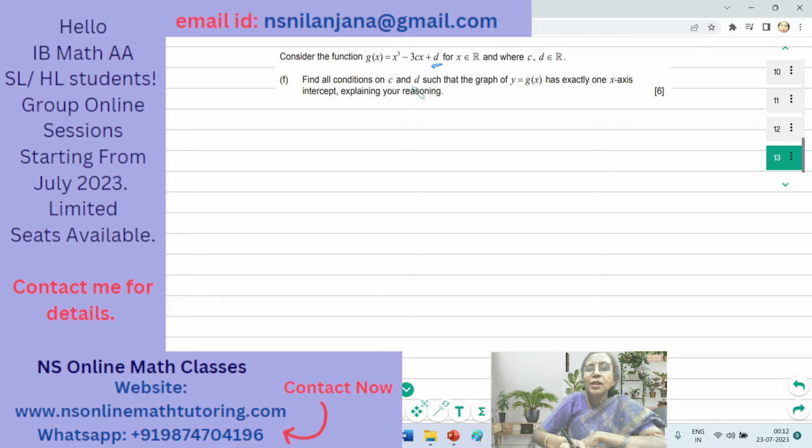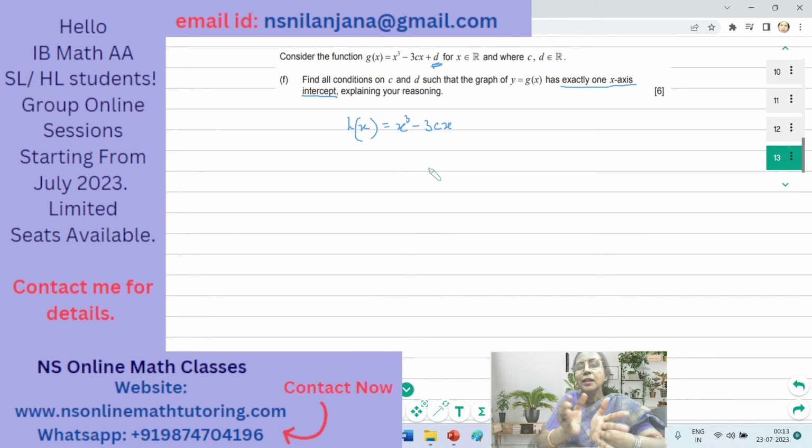Find all conditions on c and d such that the graph of y equals g of x has exactly one x-axis intercept. Explaining your reasoning. Okay, fine. Now, c is a variable and it can be positive or it can be negative. If we just take this part, say h of x equal to x cubed minus 3cx, depending on the value of c, the graph shape will definitely be changing.